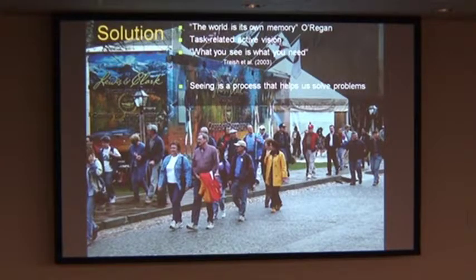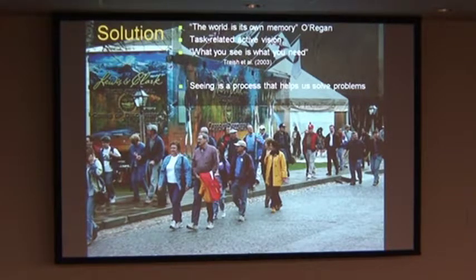There's sort of two questions here. Why do we have this illusion that we see the world in all its detail? And that's another question. But Kevin O'Regan has this nice phrase, which is the world is its own memory. If the world is out there and we can sample it very efficiently, why build a copy of it in your head? That's a very cognitively expensive thing to have to do, to build an image of the world in your head. And in fact, we don't.